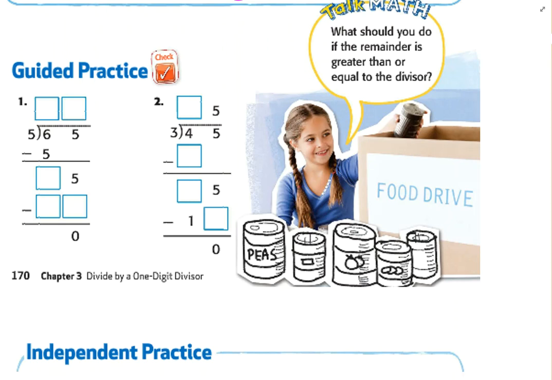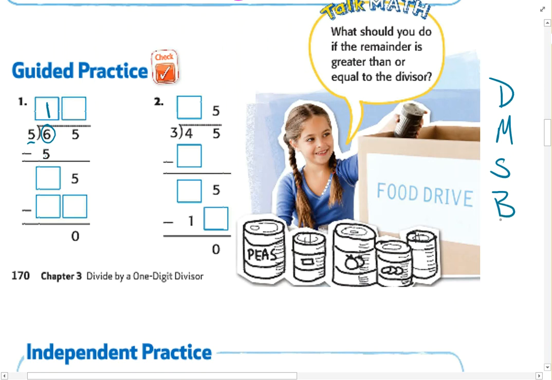65 divided by 5, right? So I first look at this and say 5 goes just into 6 once. 5 times 1 is 5, right? If we need to rewrite our steps: divide, multiply, subtract, bring down, and then we repeat, right? So 5 goes into 6 once. That's why we put our 1 above the 6. 5 times 1 is 5. We already have that part here. They did that for us.